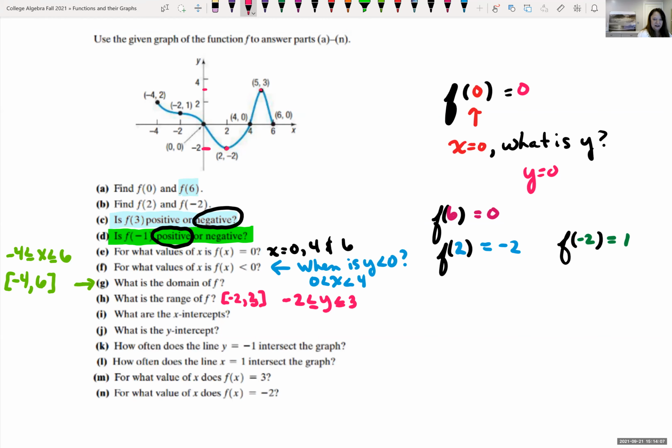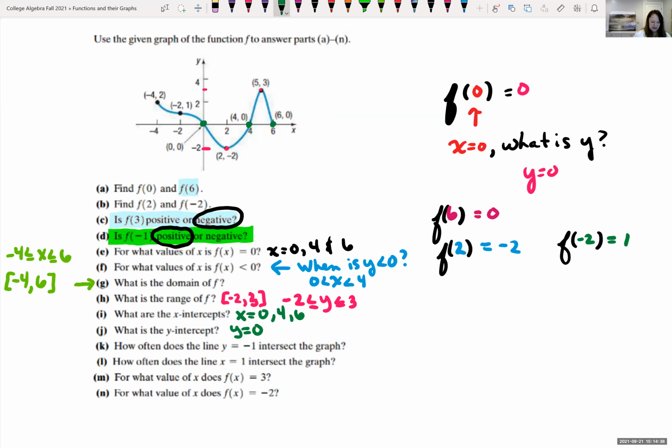What are the x-intercepts? Well, that's the same thing as when f of x was 0. My x-intercepts were the points where it's crossing or touching the x-axis. And so again, this is going to be x equals 0, 4, and 6. The y-intercept is where it's crossing or touching the y-axis. That's at 0, or the point (0, 0).